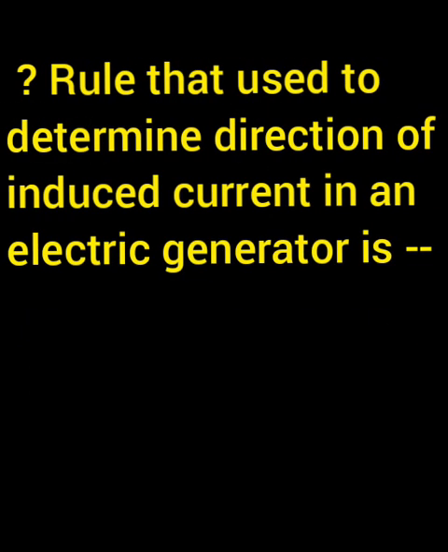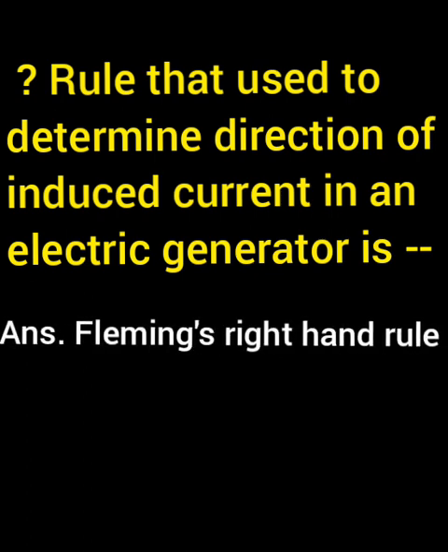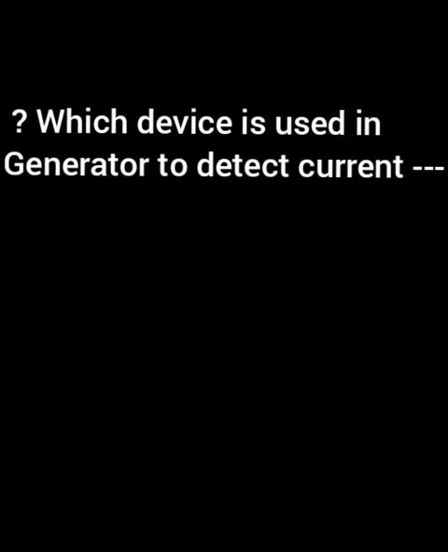The rule that is used to determine the direction of induced current in an electric generator is Fleming's right hand rule. So Fleming's right hand rule will be the correct option. Question next.